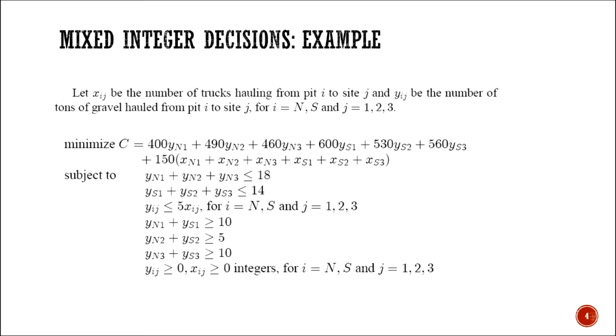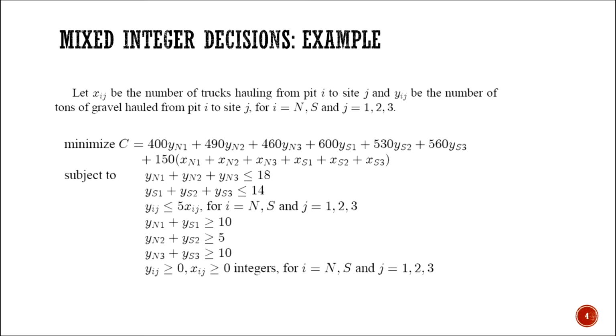So here we define 2 decision variables. One, x sub ij, which represents the number of trucks hauling from pit i to site j. So the indices are pit and sites. And the other decision variable is y sub ij, referring to the number of tons of gravel hauled from pit i to site j. So x sub ij are integers, but y sub ij can be continuous. And here we have 2 indices. One, i, which represents the pit, so north and south. The other one is j, representing sites.